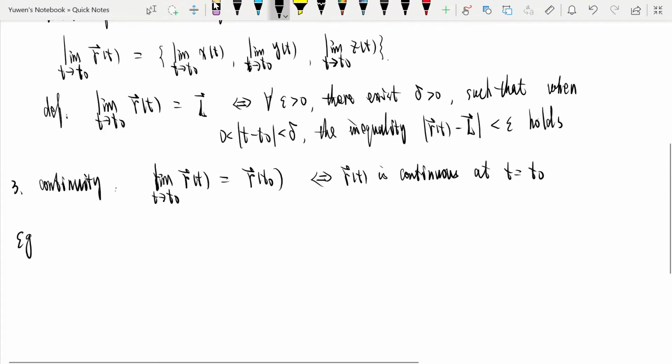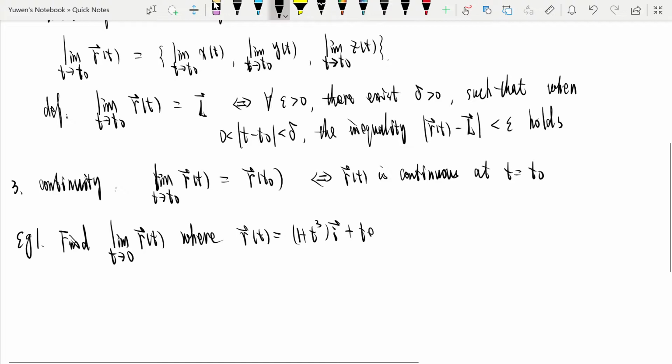Let's take an example. Find the limit as t tends to 0 of r(t), where r(t) equals (1 plus t cubed) i plus t e to the negative t j plus (sin t over t) k.